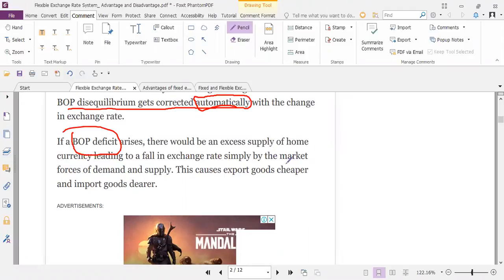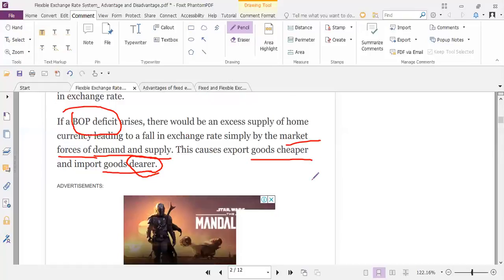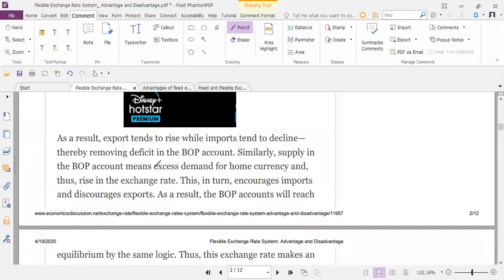I told you how the market is deciding with demand and supply. So the market forces of demand and supply cause export goods to become cheaper and import goods dearer, meaning costly. The imports become costly and exports become cheap. As a result, exports tend to rise. Exports are becoming cheap, so exports will increase while imports will decline.